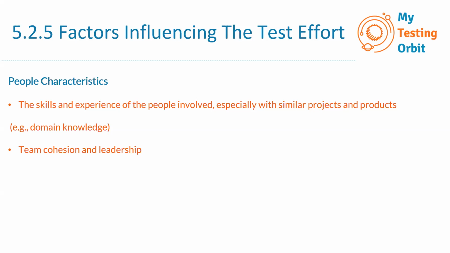And the second one is team cohesion and leadership. This is also very important, that is, how well the team works with each other, and the person who is leading that team, is there good leadership in place? Because despite all the resources, skills, and tools, if the team is not working well together and there is not good leadership in place, then that will affect whatever estimation you have given, and the time frame as well in which we have to deliver a certain project.